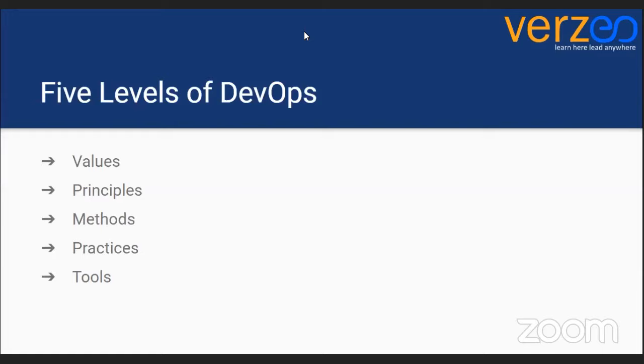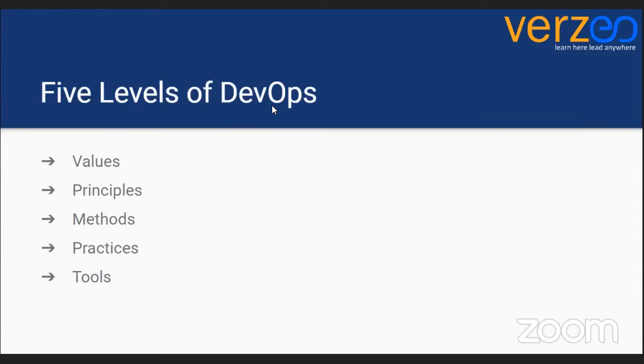So as I said, there is no standard strategy defined for DevOps. Each company has its own strategy, because DevOps is more of a cultural change or a process change. But there are some best practices which you are supposed to follow in order to have a successful DevOps pipeline. So we'll see all those now. First are the values, then principles, methods, practices, and tools. We'll start with values.